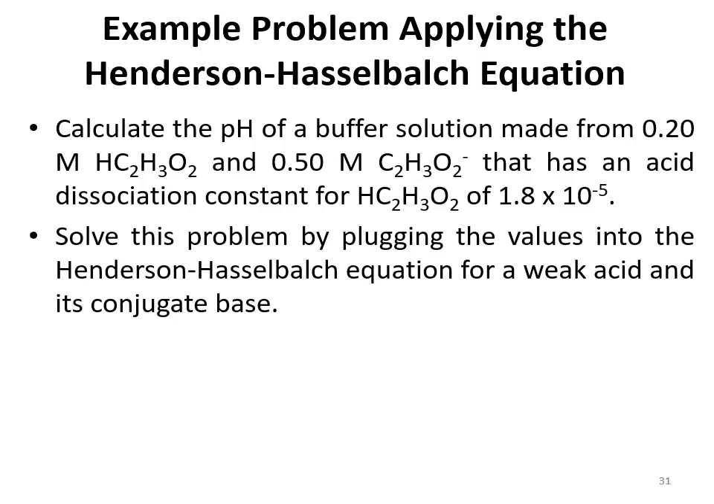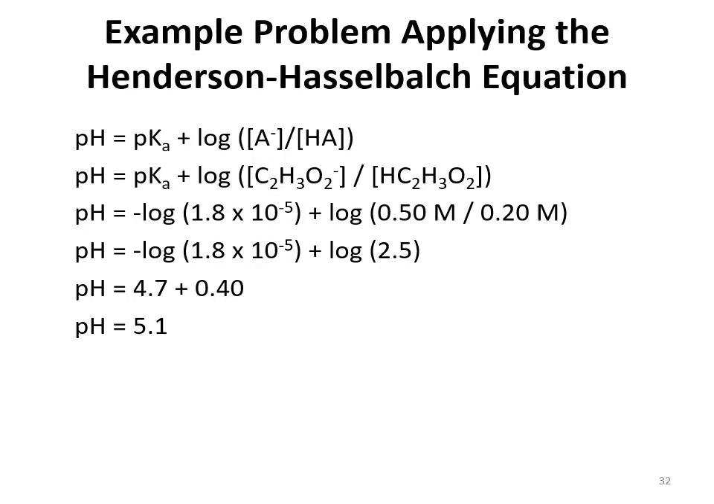Solve this problem by plugging the values into the Henderson-Hasselbalch equation for a weak acid and its conjugate base. So what will be the equation? Which equation will be used? The equation used for this example will be pH is equal to pKa plus log of the negative ion concentration divided by the undissociated acid. So you will put in all the values that have been given in the question. At the end we have an answer of 5.1.